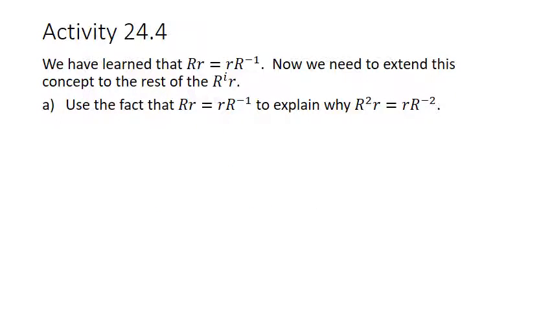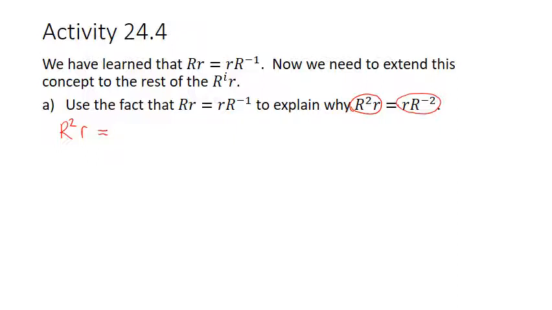Okay, let's go over this part A. So we're using the fact that big R little r equals little r big R inverse to explain why big R squared times little r equals little r times big R to the negative 2. Okay, so let's see if we can break this down. I'm going to start with the left-hand side of the equation that I'm trying to prove, big R squared times little r. And then what I want to do is slowly move through some steps and end up with the right-hand side over here.